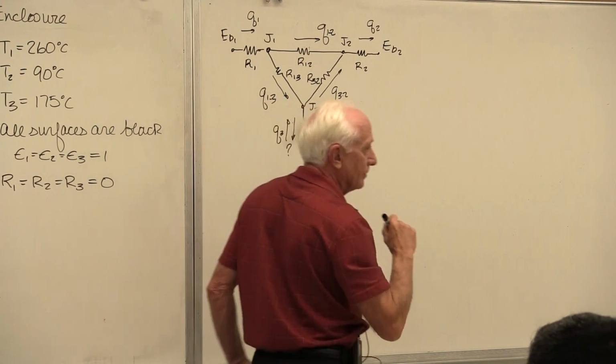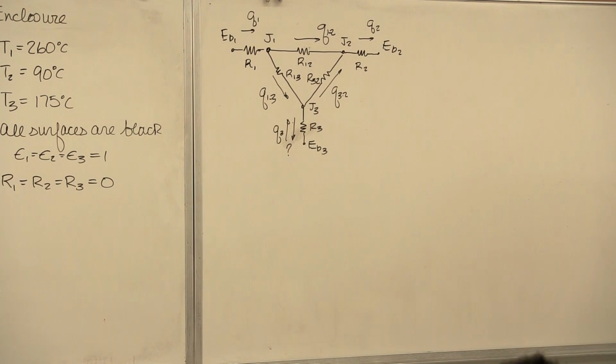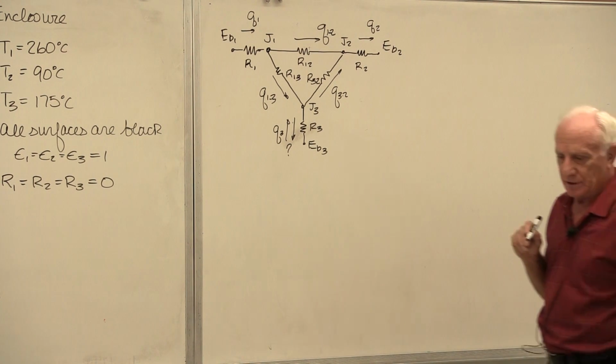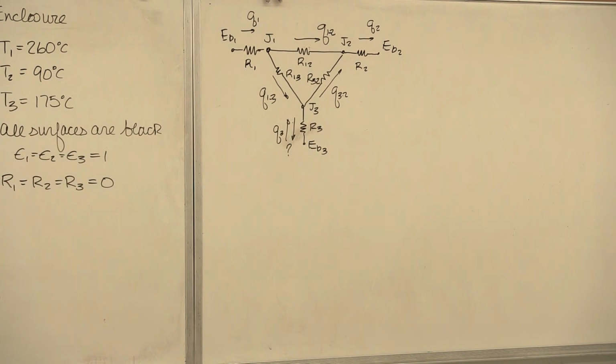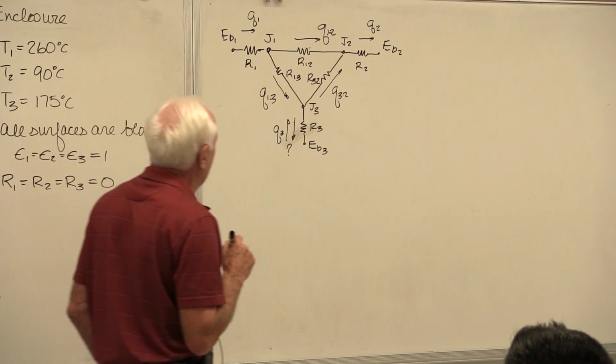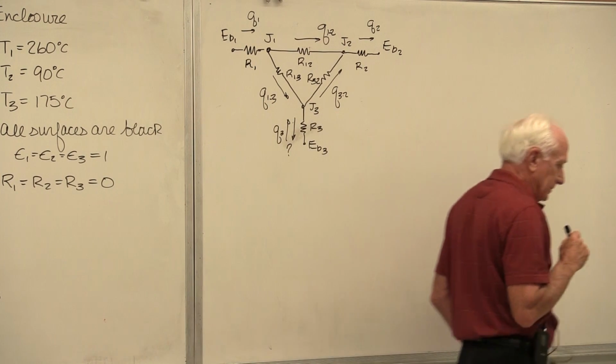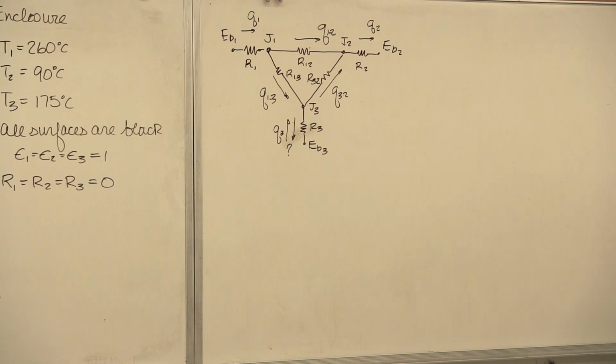Okay, so there's the full-blown three-surface enclosure. Anytime there's three surfaces, that's how you set the thermal circuit up. Everything is labeled. Every node is labeled, J's and EBs. Every resistor is labeled. Every heat flow is labeled. How many heat flows are there? 6. Unknown J's, 3.